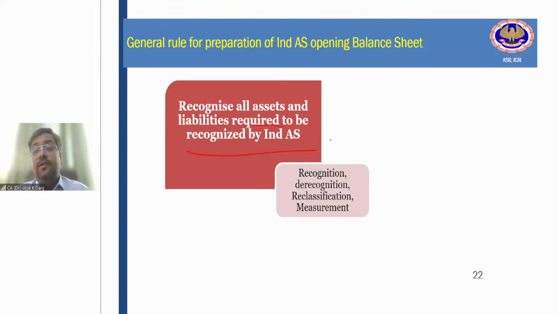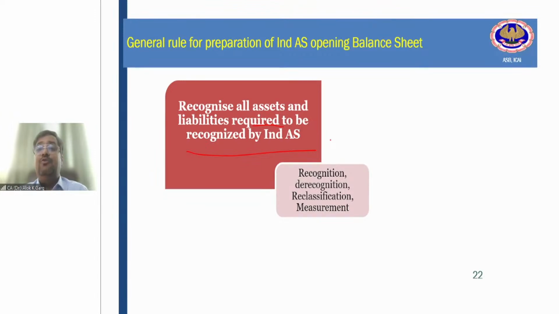Right? Then the accountant asked, sir, what entry will you pass? Then Soham replied, on the transition date, we will debit biological asset and credit retained earnings. For example, if the fair value is 100 rupees, debit biological asset by 100 rupees, credit retained earnings by 100 rupees.